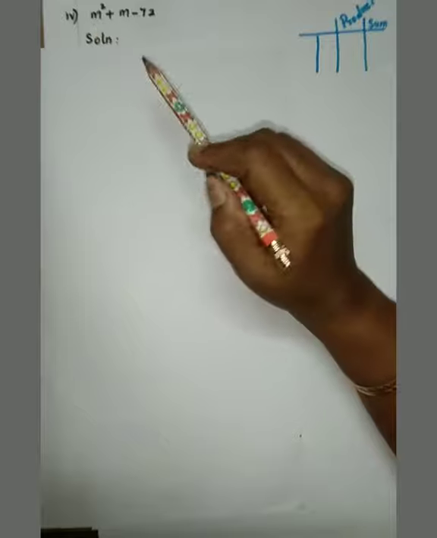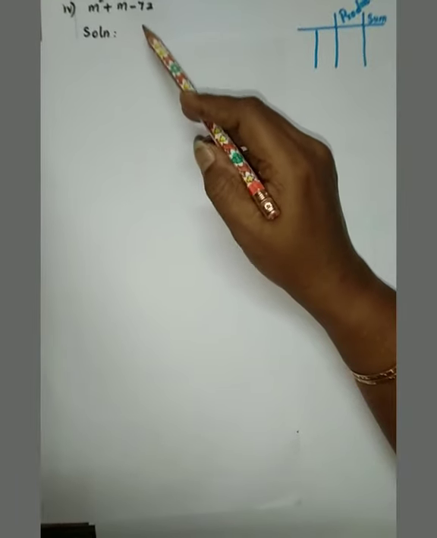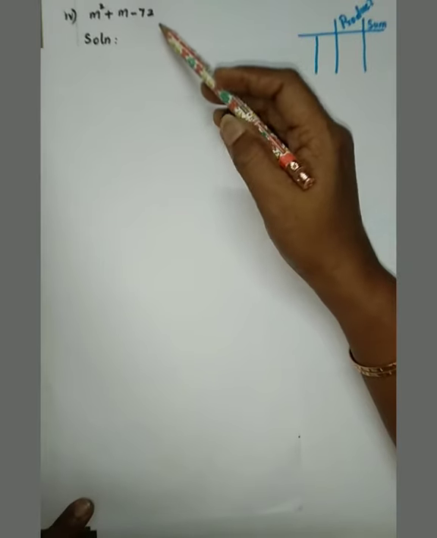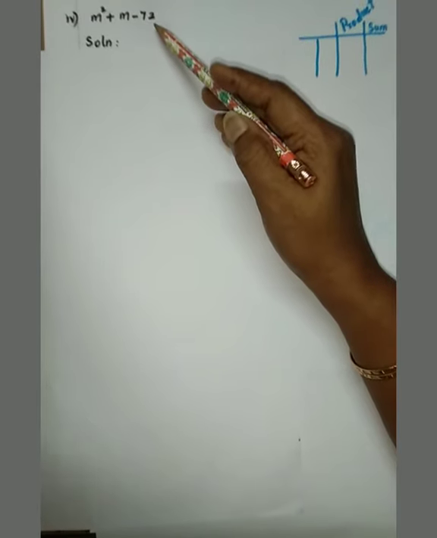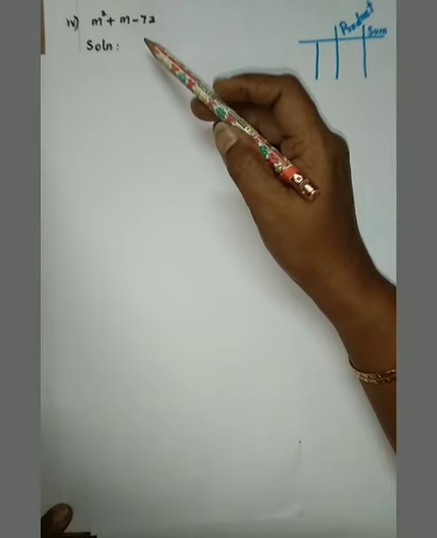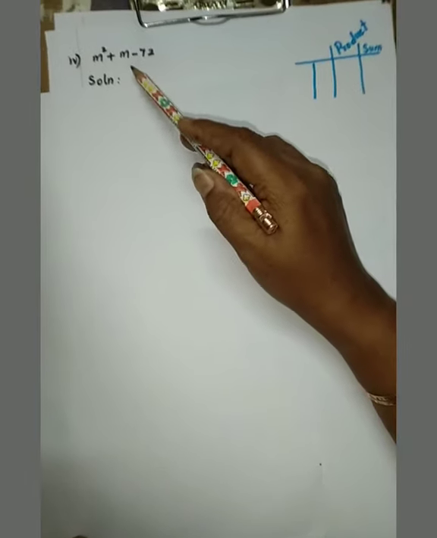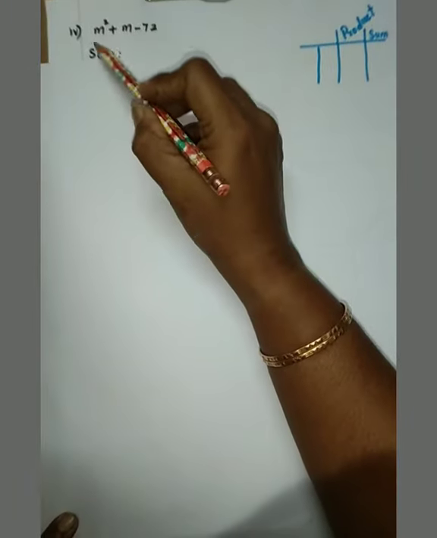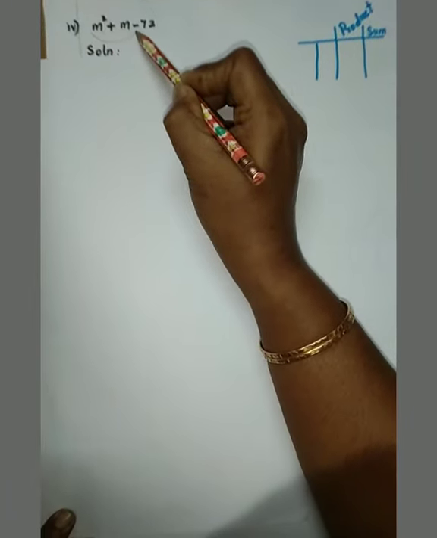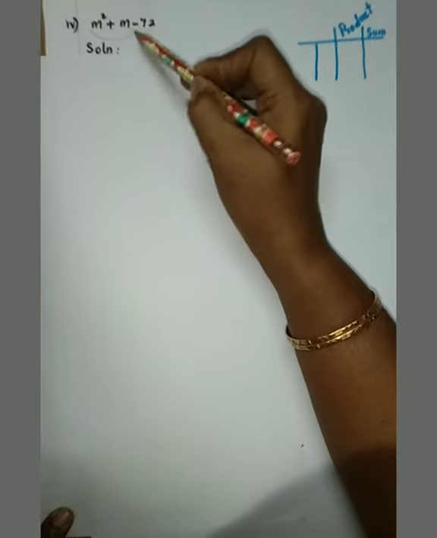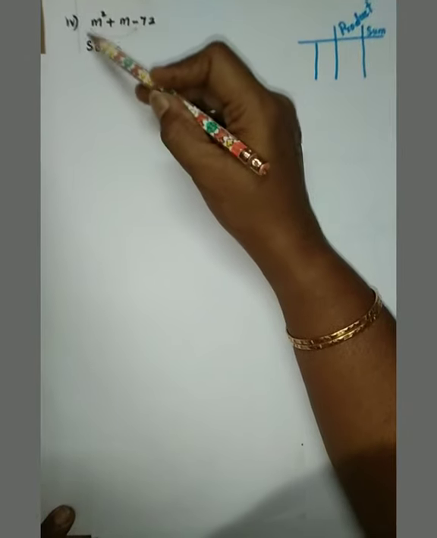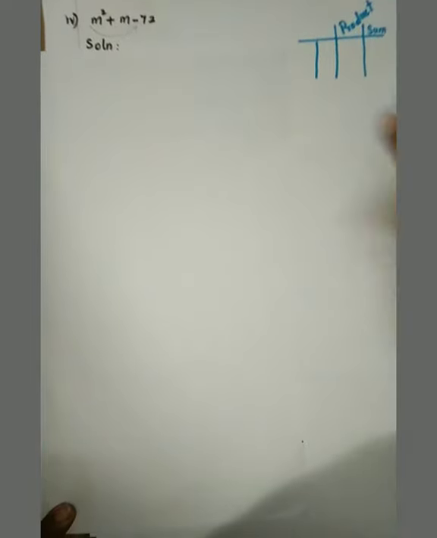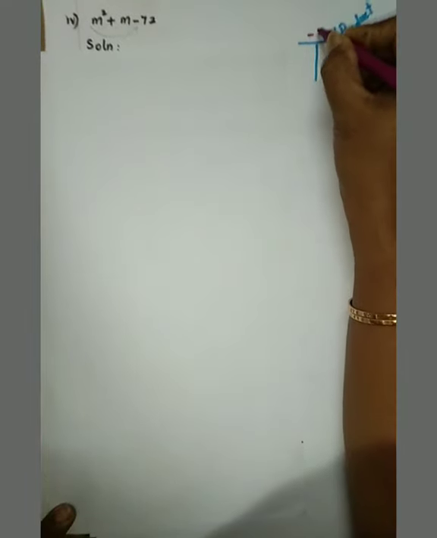Fourth subdivision, m square plus m minus 72. Here in this problem also, the last term is not a perfect square. So we are going to split the middle term. So minus 72, here already I said, we have to multiply the first and the last term. Here the coefficient of m square is 1. So 1 into minus 72 is minus 72. You can write minus 72 as the top of the tree.